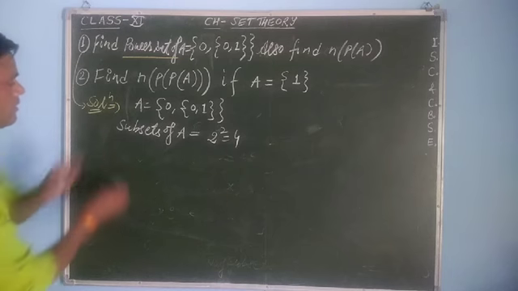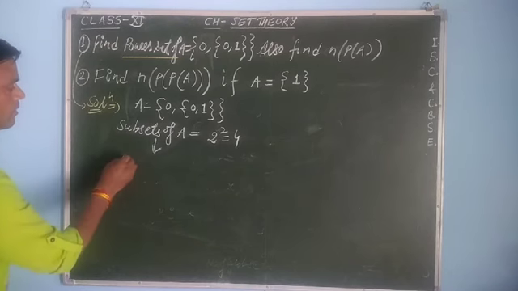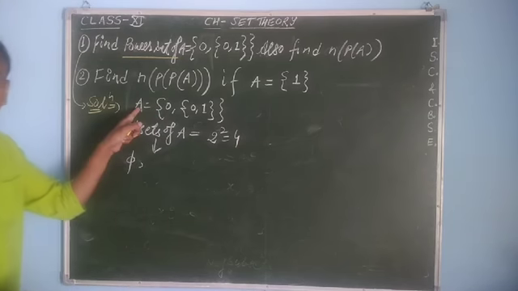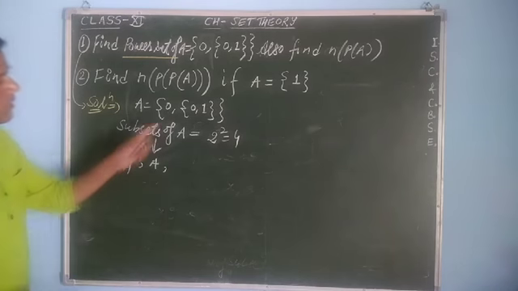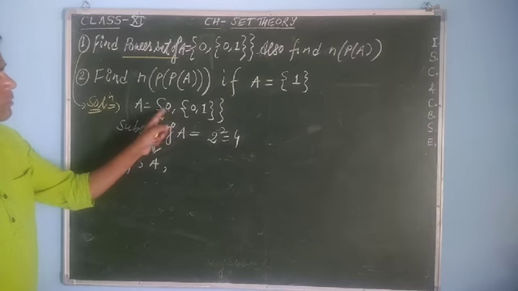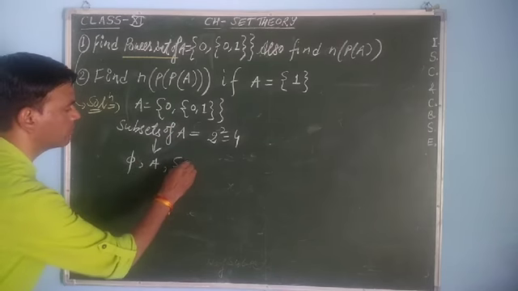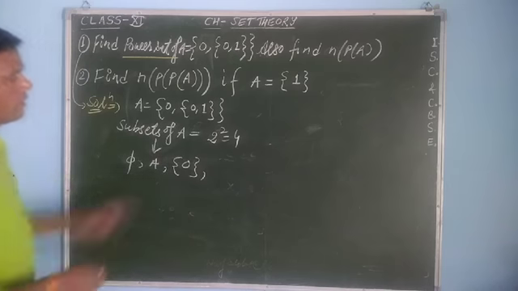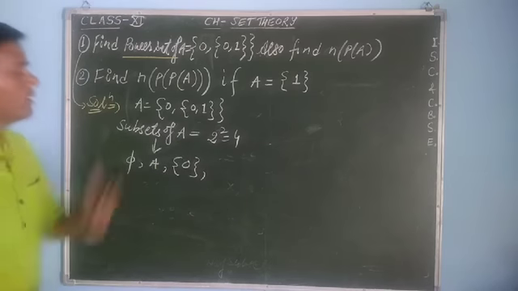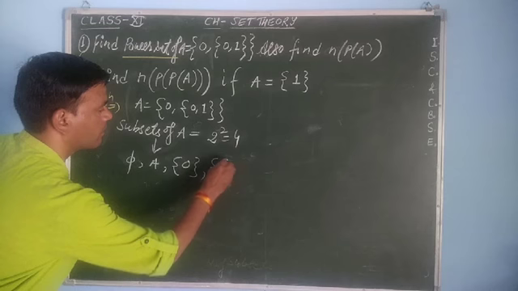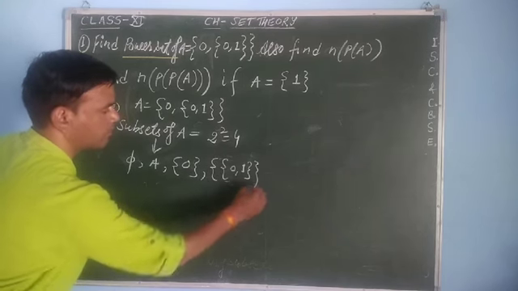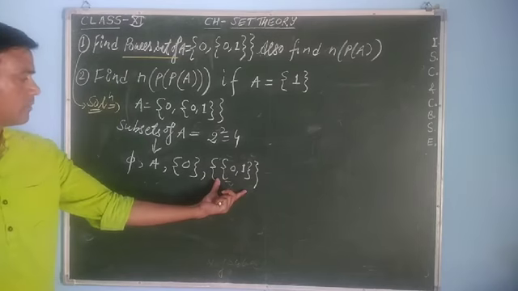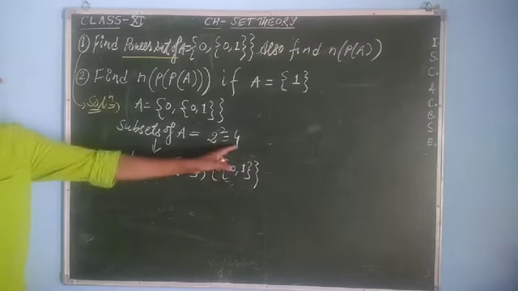And which are those subsets? One by one you can put here. Subsets of A are, because phi is a subset of every set, phi. Then the set itself is a subset of itself, so you can put here A. Then this one you can put as a subset, so you put here {0}. Then again this is an element, so you put curly brackets outside it, because this is an element of the given set A. We put the curly braces so it becomes a subset. So here we have found all the 4 subsets.